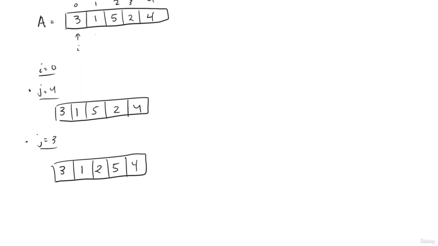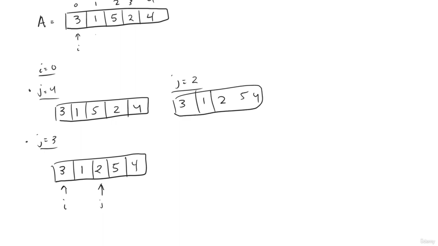And so we get down here where J is equal to 2. And I'm going to go down here to show this, but we have J is equal to 2, right? And I is still here. And what we do is we ask, is A of J less than A of J minus 1? And that is not the case. Sorry, that is not the case. This is in sorted order, so we don't do anything. And so when J is equal to 2, well, we just terminate with what we had at J is equal to 3. And so this is what we have.